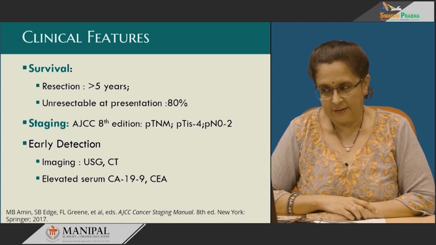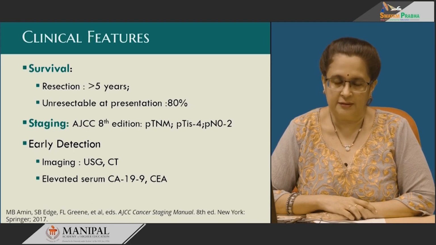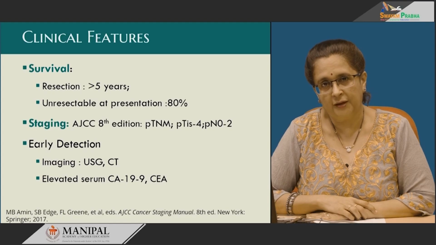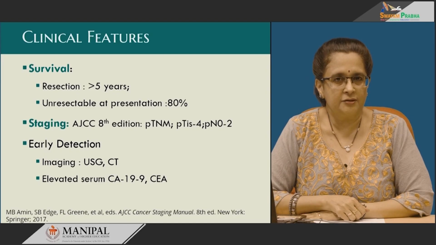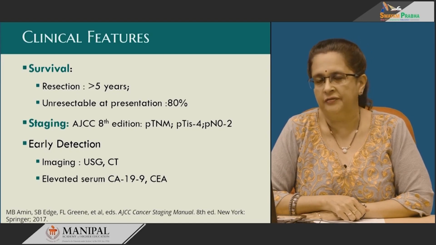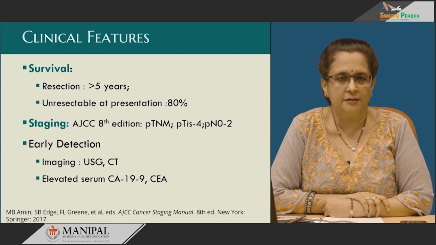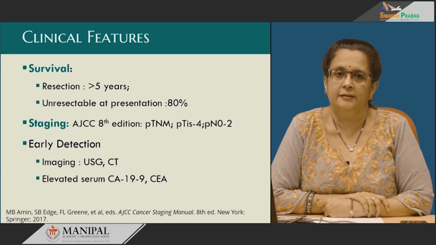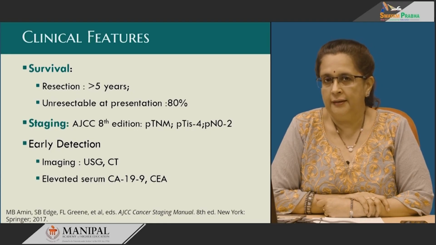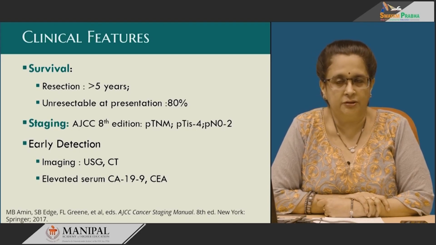Now, N0 is when there is no nodal involvement, and N1 is 1 to 3 regional lymph nodes, and N2 is 4 plus lymph nodes. Early detection has been attempted by imaging involving ultrasonography as well as computerized tomography. Elevated serum CA 19-9 and CEA are seen more often in pancreatic carcinomas. CA 19-9, also known as carbohydrate antigen 19-9, is a Lewis blood group antigen and is thought to be specific for pancreatic carcinomas, and can be used for detection.